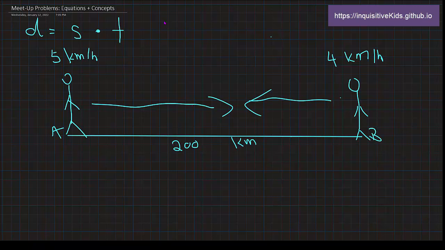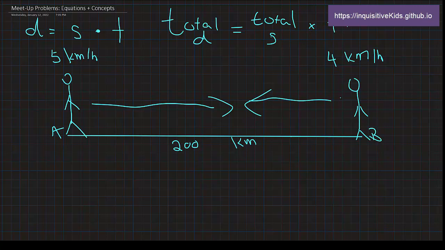So it says that the total distance, I'm just going to write D for distance, is equal to the total speed times the time, because there's no such thing as total time. You don't add the time. They both have the same time, right? So that's the same time.